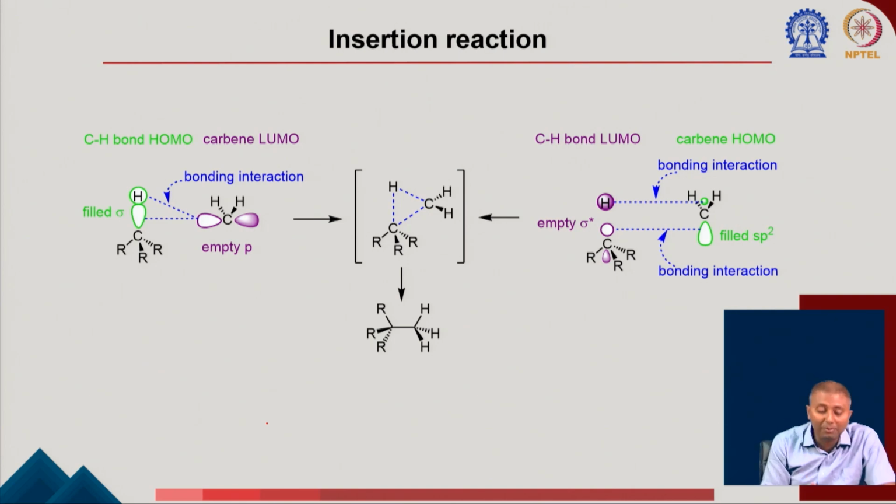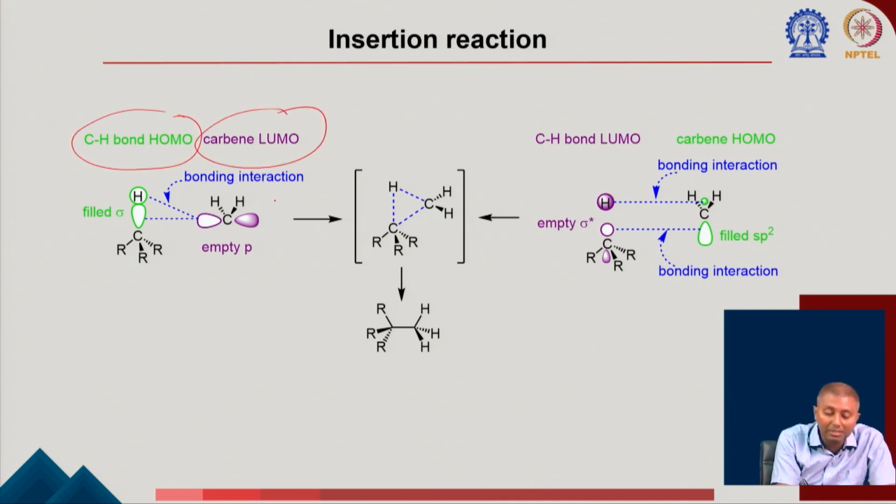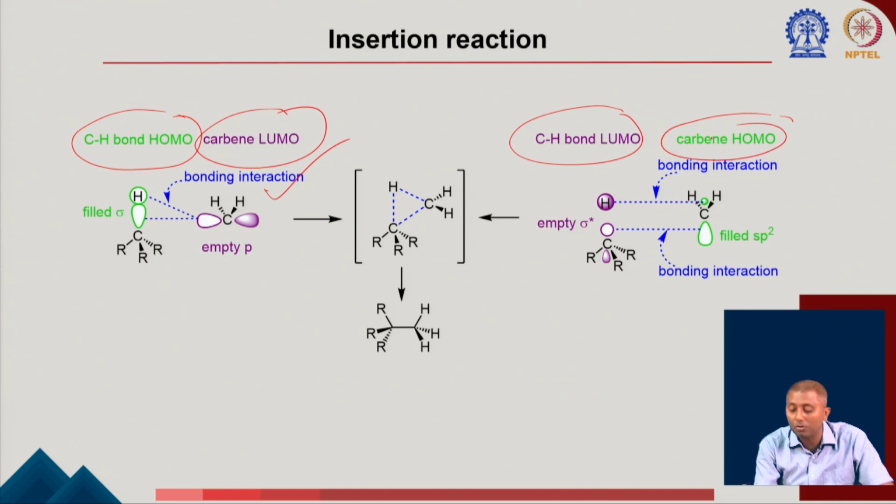So, again we are explaining this type of reaction: this is a C-H HOMO and then the carbene LUMO, and you can see in both cases there is a bonding interaction happening here. Also, if you start from the C-H LUMO and the carbene HOMO, we also observe a bonding interaction. Once they are interacting in a sideways overlap, after the C-H insertion it can form this type of corresponding product.